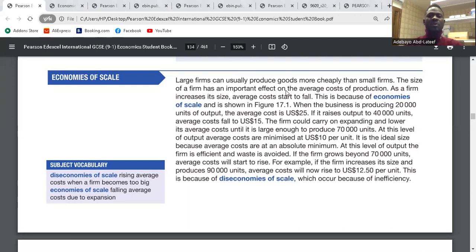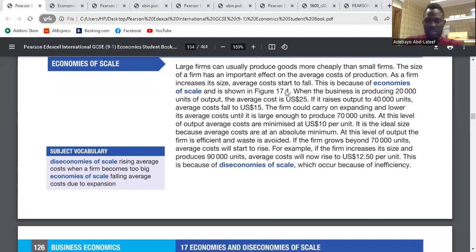When the business is producing 20,000 units of output, the average cost is $25. If it increases output to 40,000 units, average cost falls to $15. The firm could carry on expanding and lower its average cost until it's large enough to produce 70,000 units. At this level of output, the average cost is minimized at $10. It is the ideal size because average costs are at an absolute minimum. At this level of output, the firm is efficient and waste is avoided.